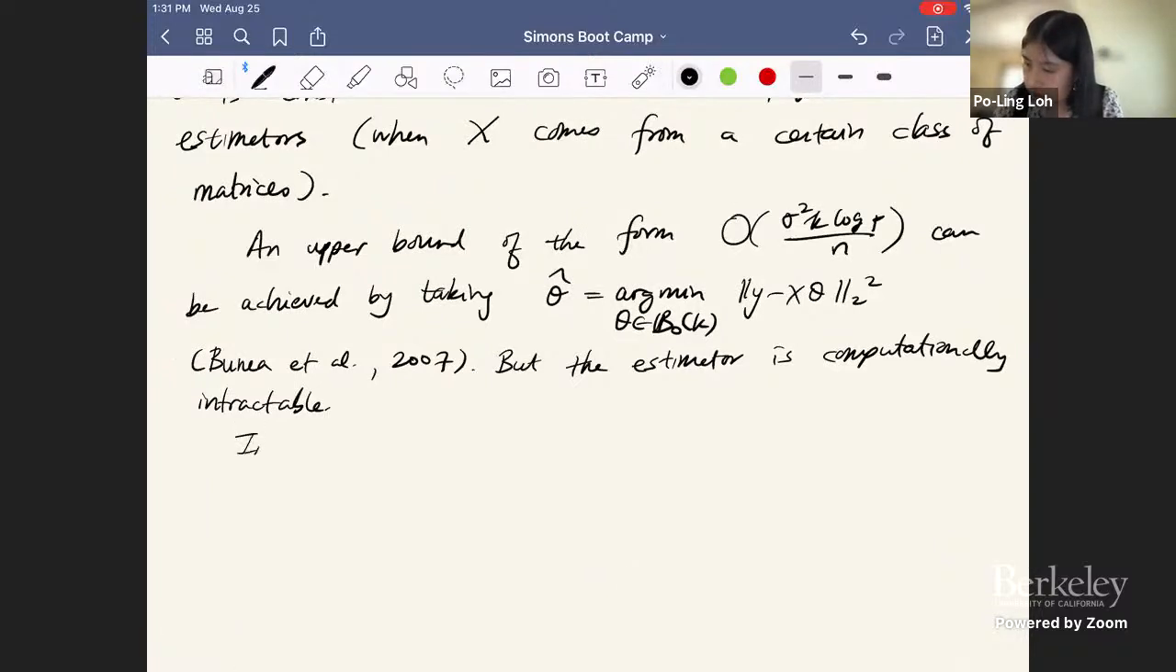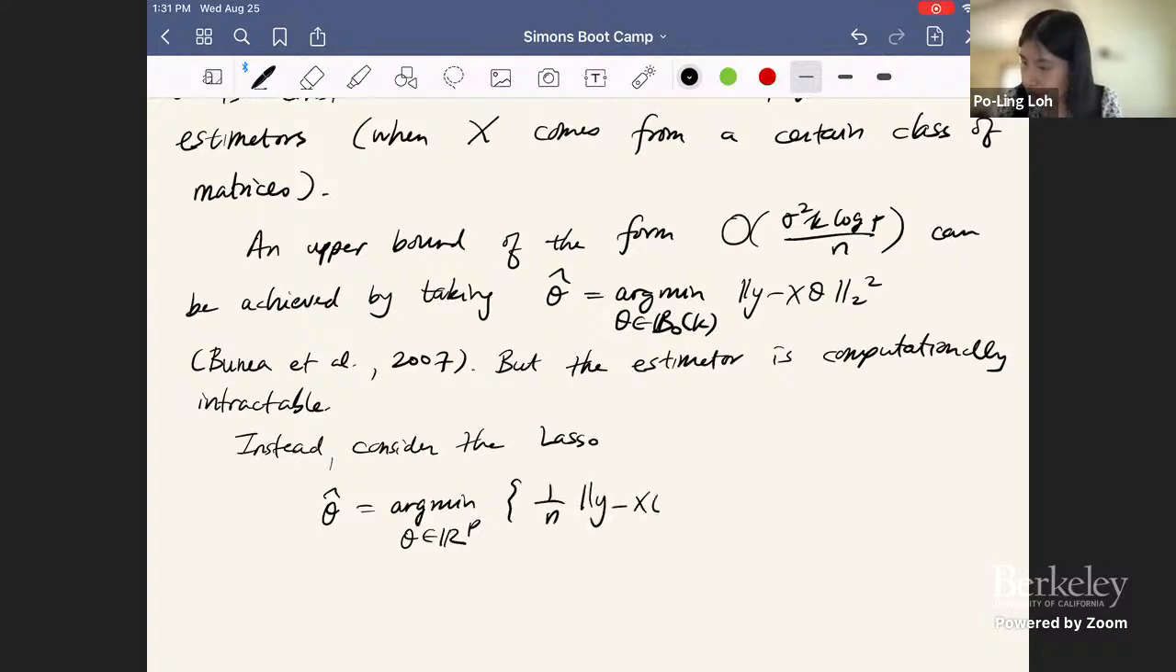So instead, we often consider the lasso estimator. Theta hat is equal to arg min over theta in R^p of 1 over n, y minus X theta, 2 norm squared, plus lambda times the theta 1 norm, where we choose lambda appropriately. So now this ends up doing well as long as X is a well-conditioned matrix.